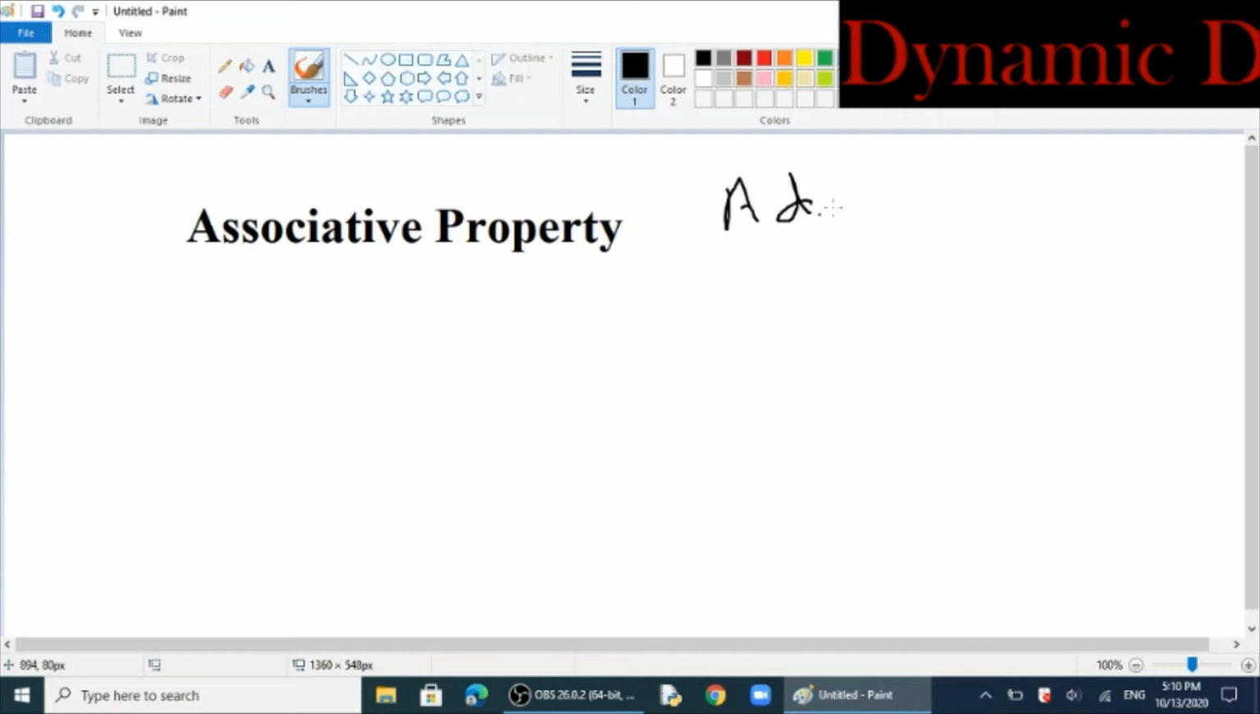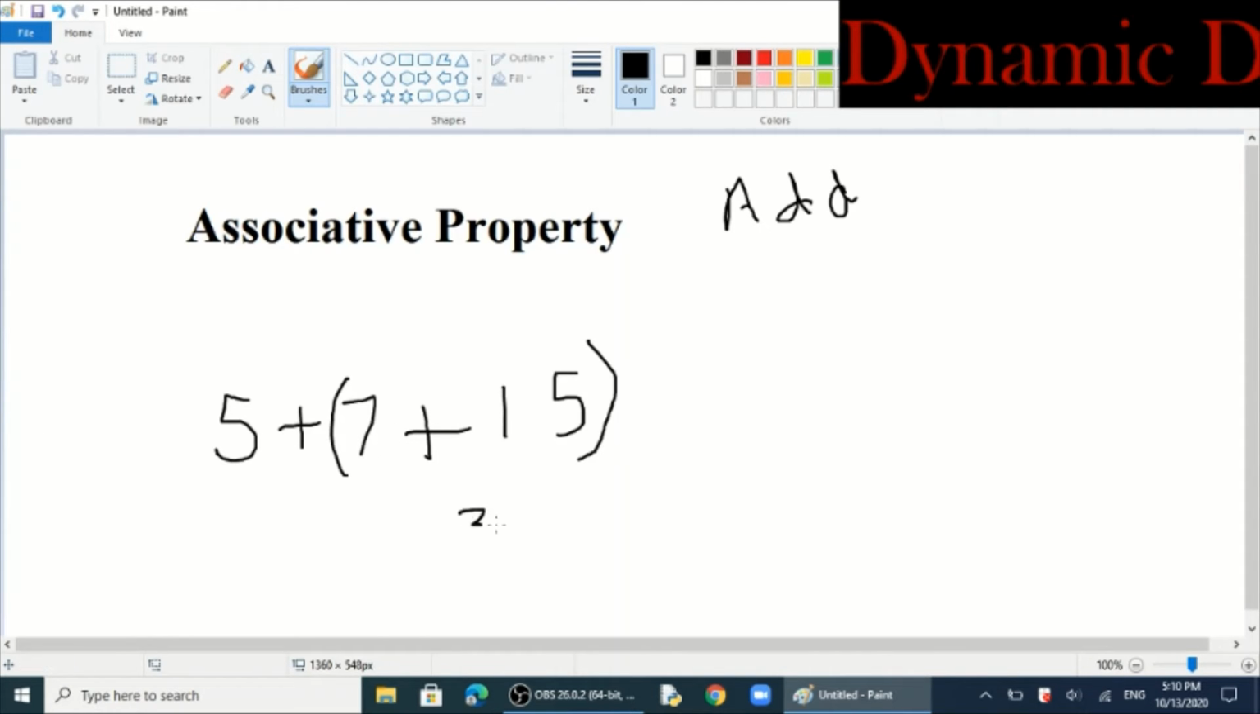So adding. Okay. So we have 5 plus 7 plus 15. I know that I could do 7 plus 15 is 22. But what if I don't want to do this first together? What if I want to make it a little bit simpler? The associative property allows us to switch our grouping symbols, which are these parentheses. So instead of the 7 and 15 being in brackets, I can erase this parenthesis, sorry.